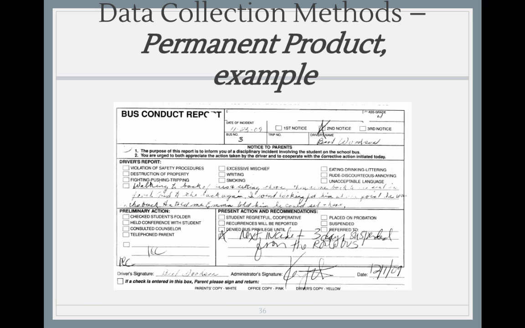Here's an example of a permanent product, and this is a bus conduct report. So you can see it's a form that is found in a student's file, and this would be an example of a permanent product.